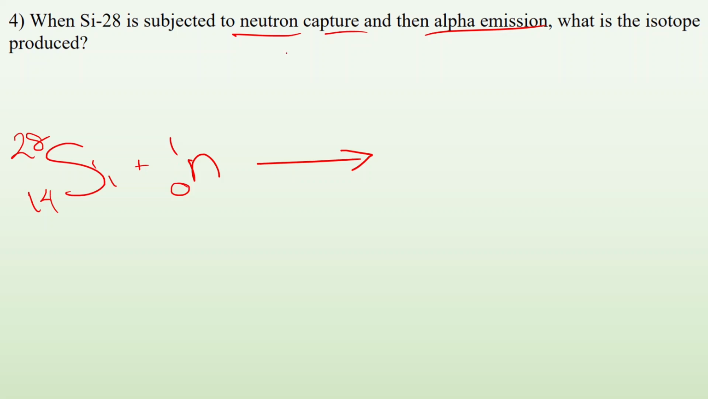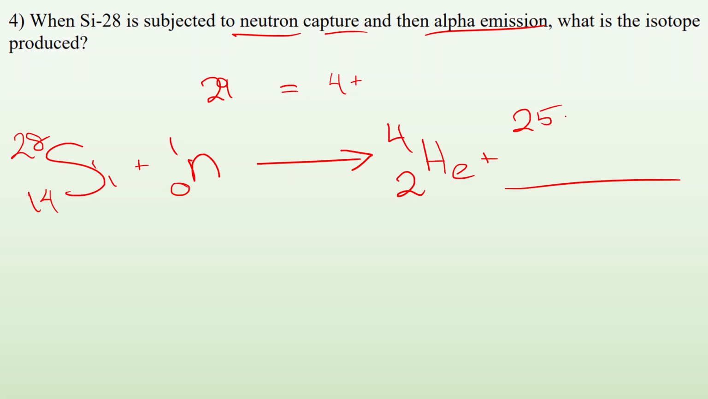Neutron capture and then alpha emission. I'm giving off an alpha particle, so it's got to be on the product side. And it says what isotope is produced. Same process. Let me look at the mass. The mass on the left has a total of 29. So on the right, it's got to be 4 and some number. It's got to be 25. Missing mass is 25.